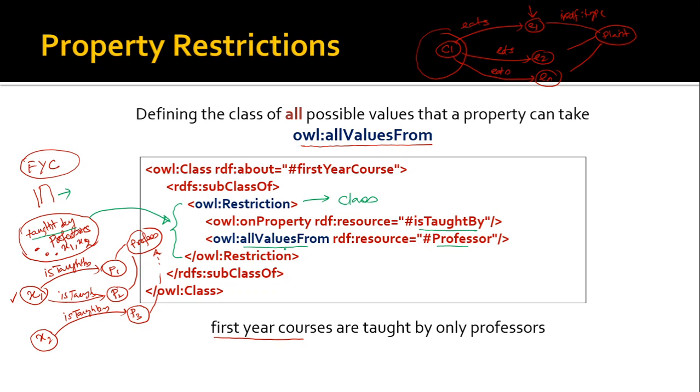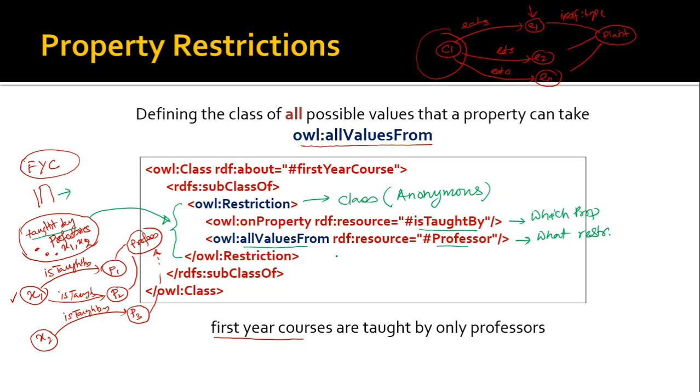So again, let me try to rephrase. This particular first year course is a subclass of our restriction class, which is a kind of anonymous class, right? And this anonymous class has two entries. One is the property on which we are putting the restriction, which property, and the second part is what restriction.